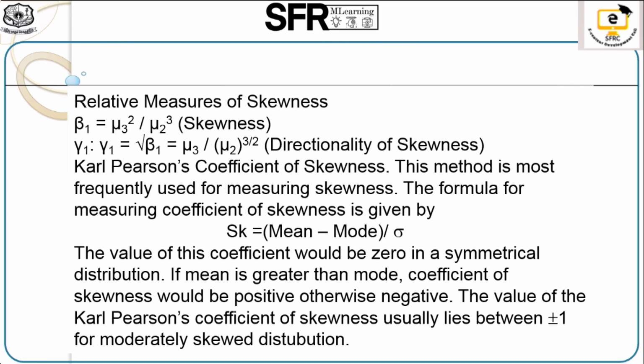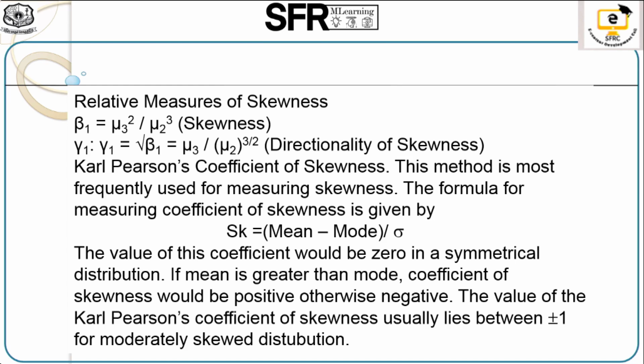This relative measure of skewness is also known as the Kalaiselvi coefficient of skewness. This Kalaiselvi coefficient of skewness is most frequently used for measuring skewness. Then the formula for measuring the coefficient of skewness is mean minus mode divided by sigma.